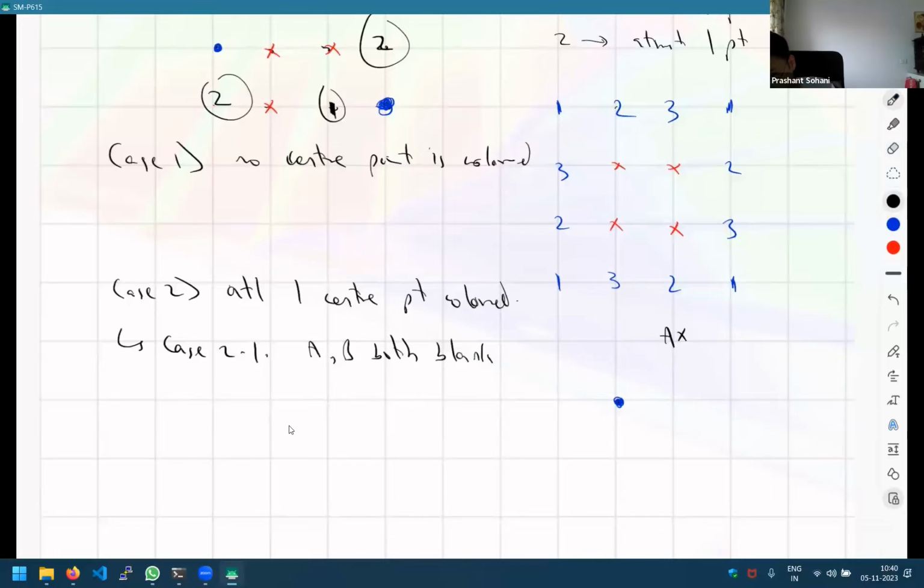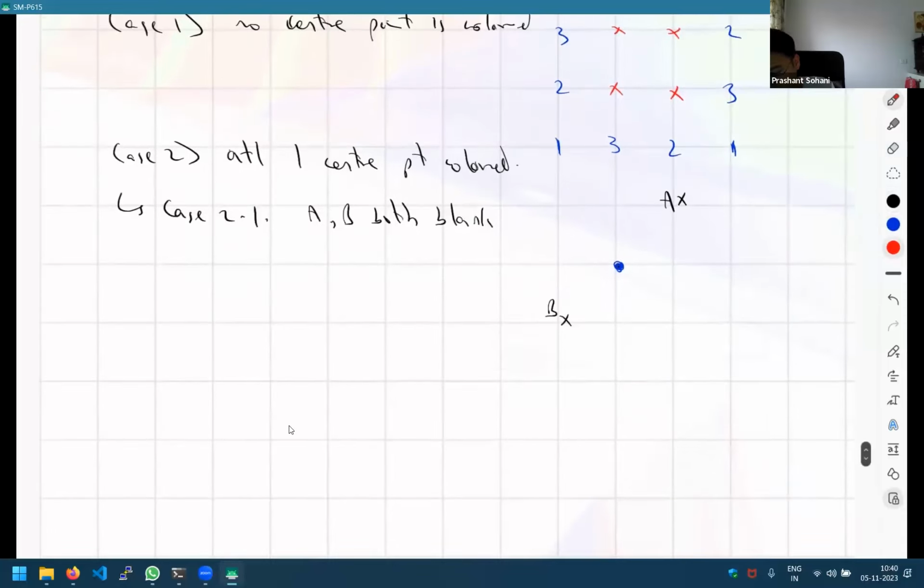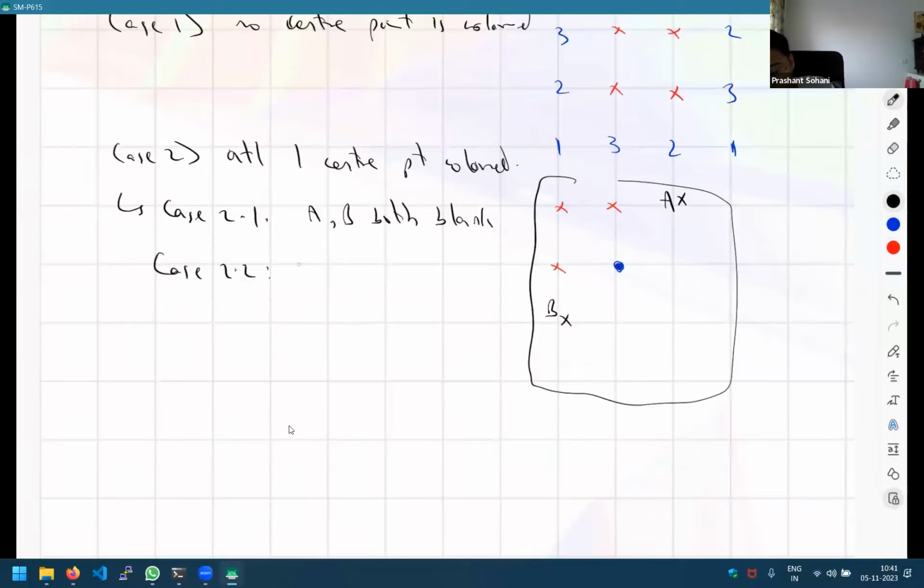A is blank and B is also blank. And so in this case, we could do this kind of tiling. I will not repeat the tiling here, but I think you understood the idea. So that is case 2.1. Case 2.2, exactly one color, and case 2.3, both A and B colored.